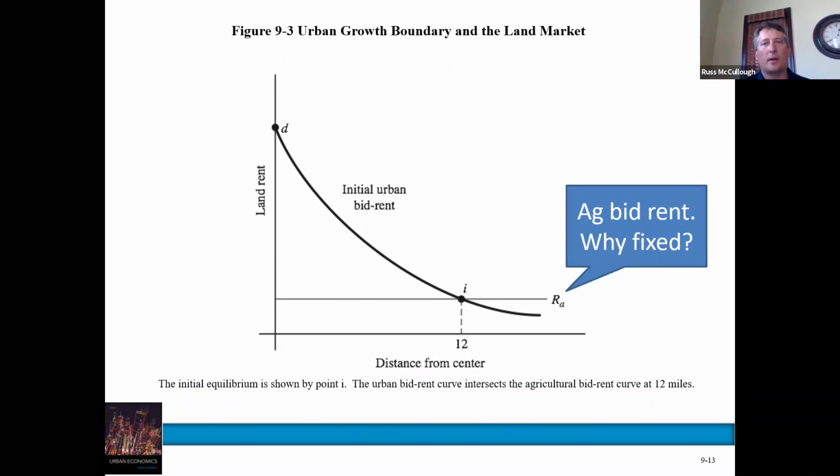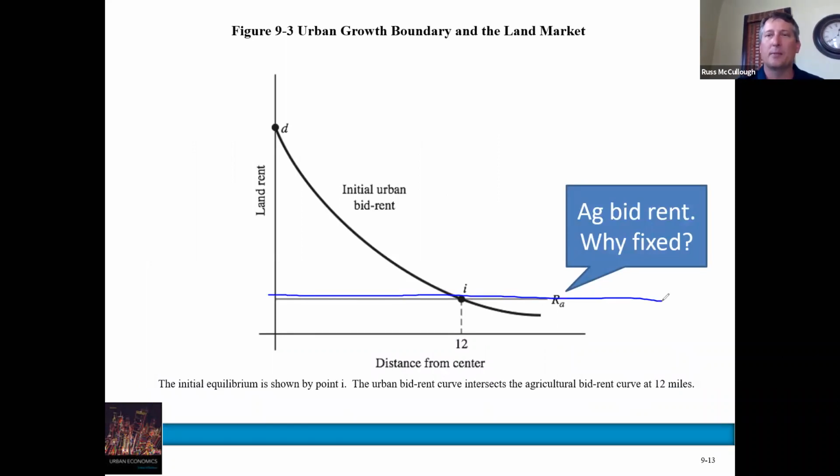All right, so here is our bid rent function that we've worked on in previous chapters. So again, we have ag bid rent, and it is fixed. So we have a straight line. Basically, the ag people don't really care where they're at, right? So they have a value of land that, depending on how productive the soil is and all the other issues, they're willing to pay a certain amount for ag land, but they can locate further away from the city. It's not that big of a deal to be in close.